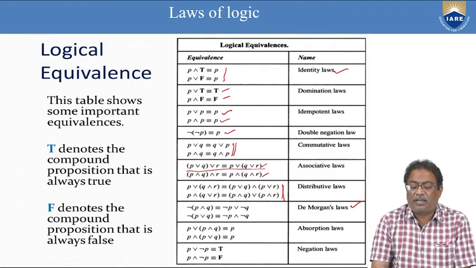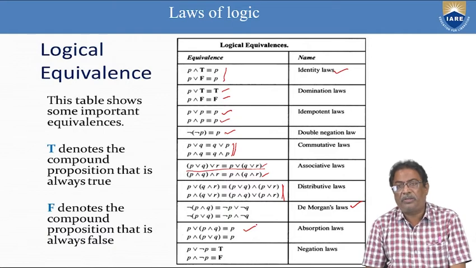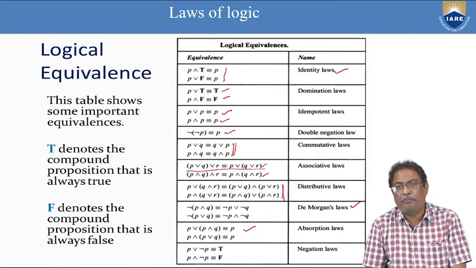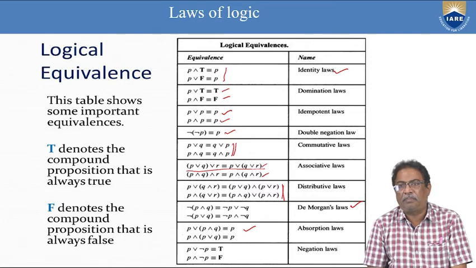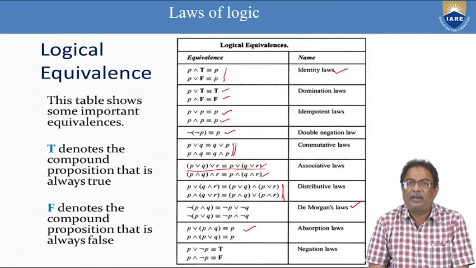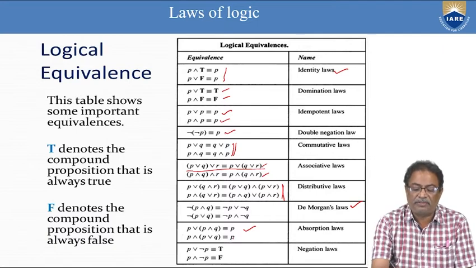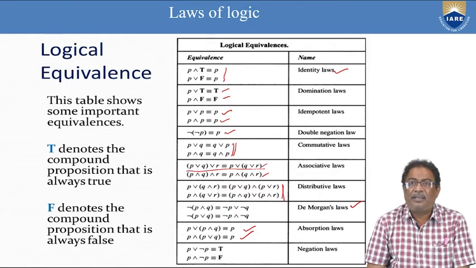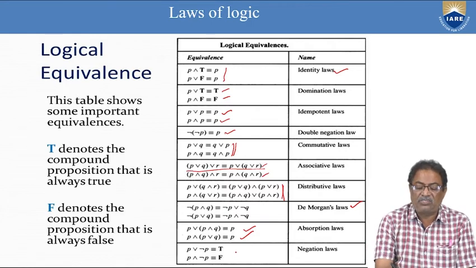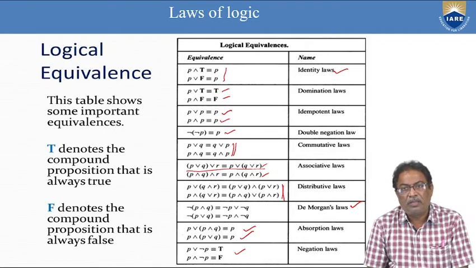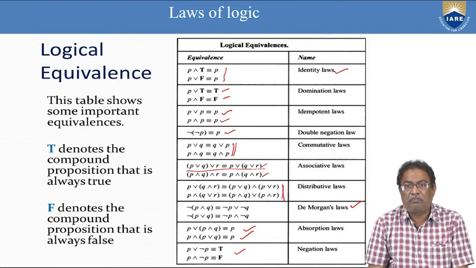Next, absorption law. Absorption law means whenever P or (P and Q) is there, the entire thing is equivalent to P. That means the entire thing is replaced with P. Similarly, P and (P or Q) is also P. So these are the absorption laws. And negation laws are this: P or negation P is true, P and negation P is false.